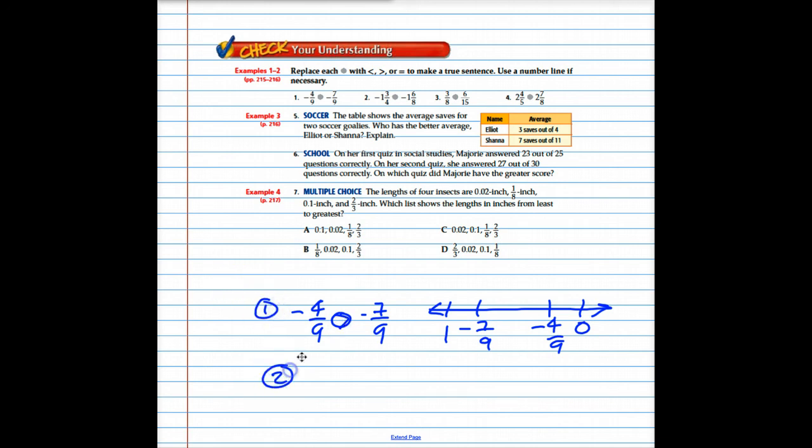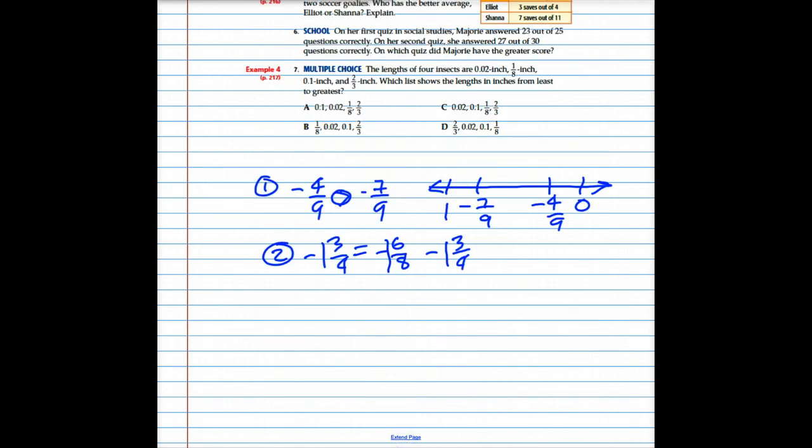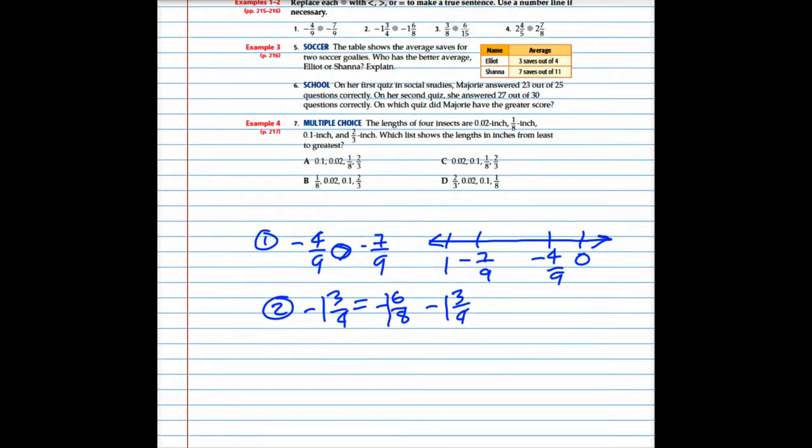So -4/9 is greater than -7/9 because it's to the right on the number line. Number 2, -1 3/4 and -1 6/8. Now they're messing with us here a little bit because what they don't hope we see is that 6/8 simplifies to 3/4. So this is actually -1 3/4. So these two are equal.